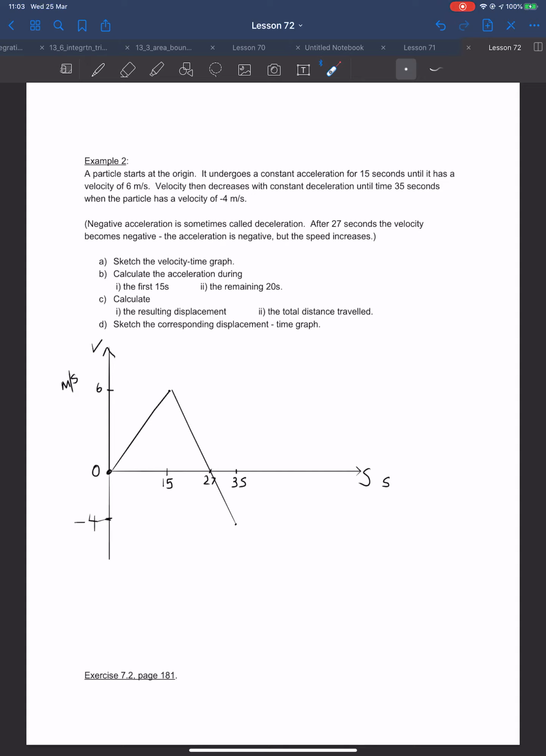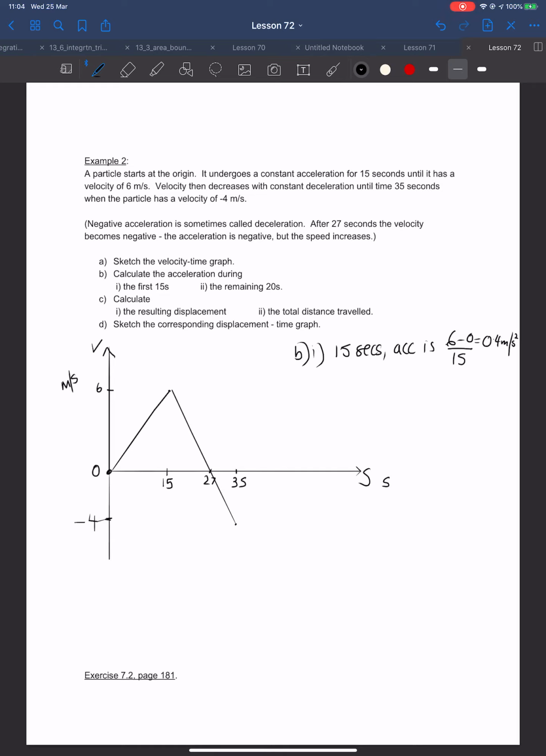Right, calculate the acceleration during the first 15 seconds. So part B, 1. The acceleration in the first 15 seconds is the change in velocity, 6 minus 0 divided by time, which is 0.4 meters per second squared.